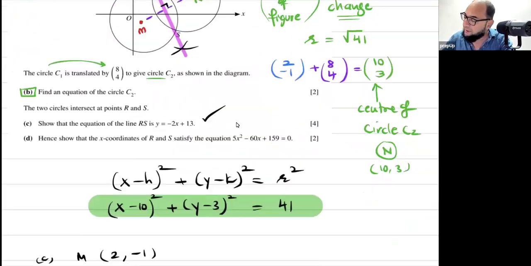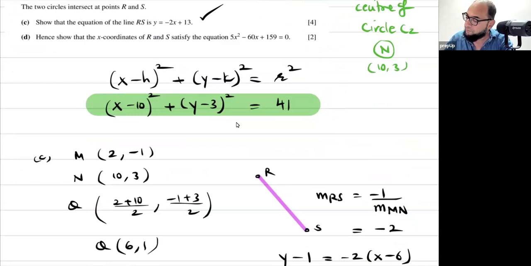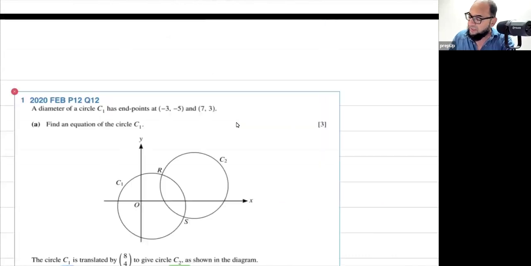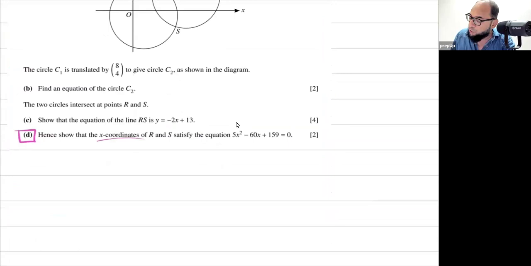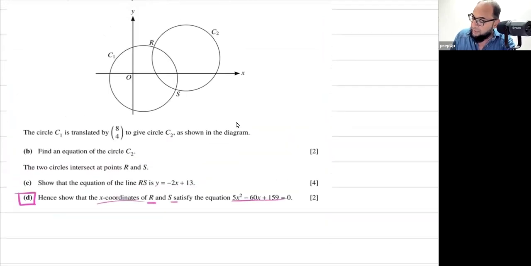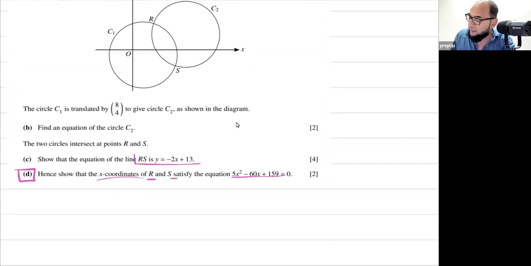Let's move to the next part. Let me add a page. Let me once again paste this thing. Let me just erase this thing. So now this is all done. We are on the very last part. That is, hence show that the x coordinate of R and S satisfies this equation. So this is the equation of line RS.